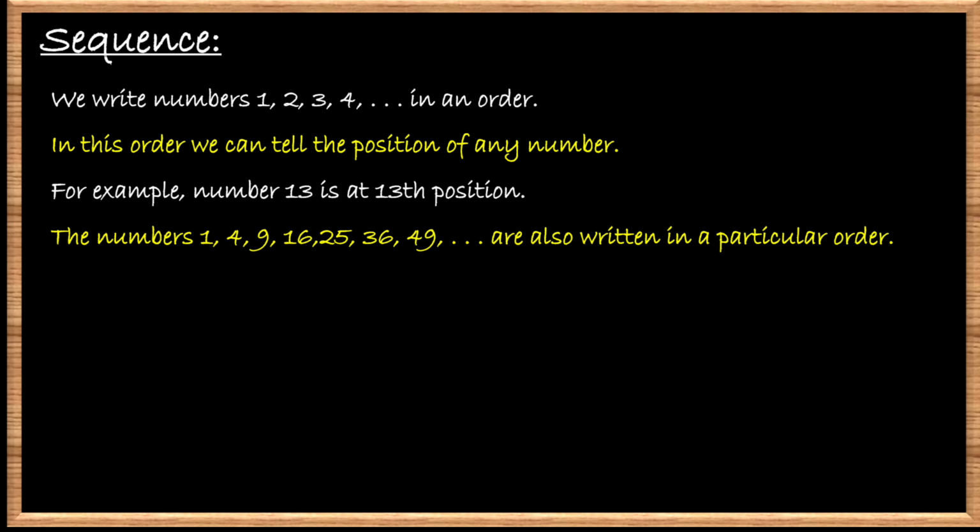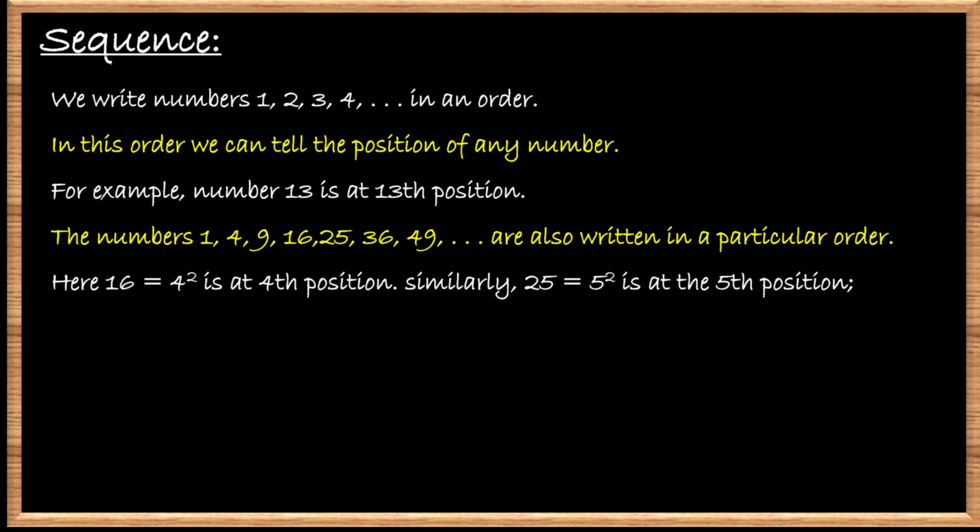If we see another sequence, for example 1, 4, 9, 16, 25, after reading the numbers, you come to know that these numbers are the squares of natural numbers. So these numbers are also written in a particular order. Here 16 is at the 4th position, which is the square of 4. 25 is at the 5th position, which is the square of 5. 49 is at the 7th position, which is the square of 7.